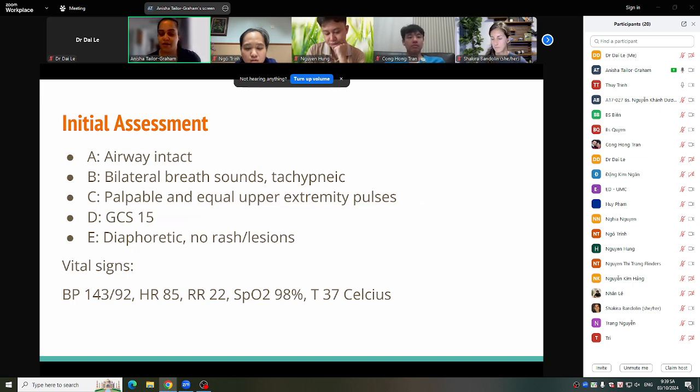And then we put them on our monitor in the emergency department. And the vital signs that we initially get are a blood pressure of 143 over 92, a heart rate of 85, a respiratory rate of 22, oxygen saturation of 98%, and then their temperature is 37 degrees Celsius.